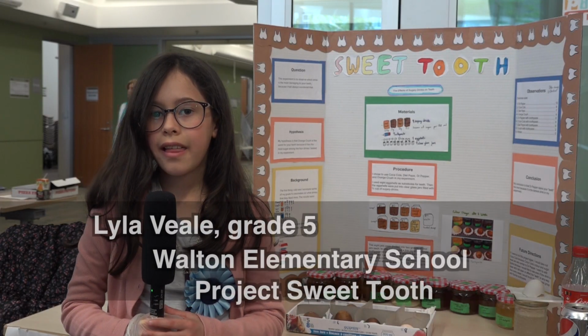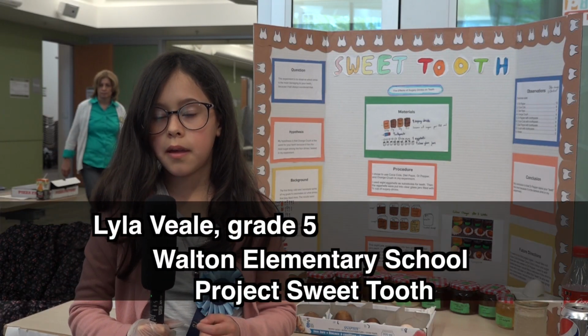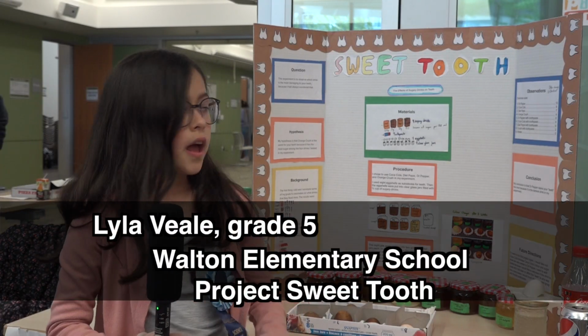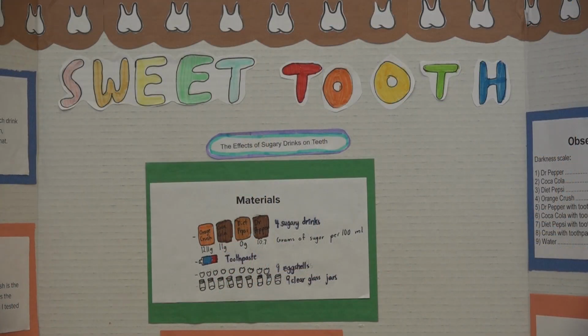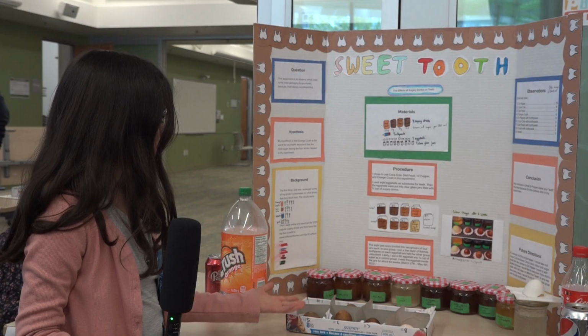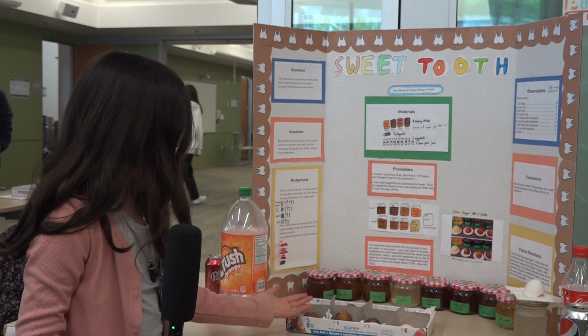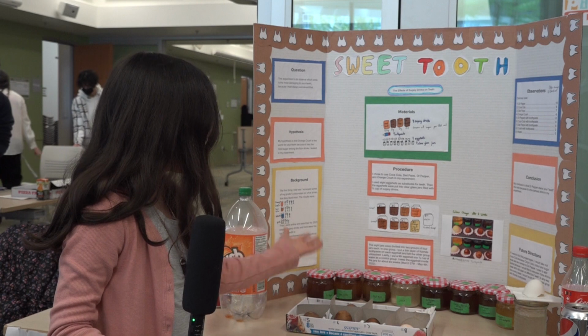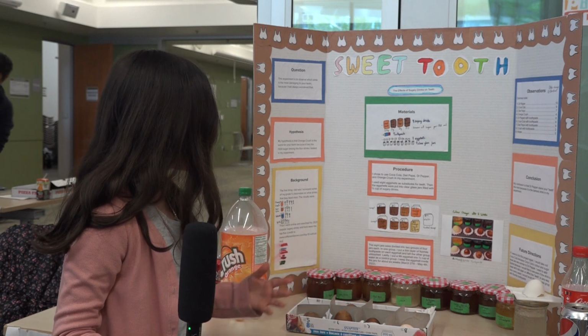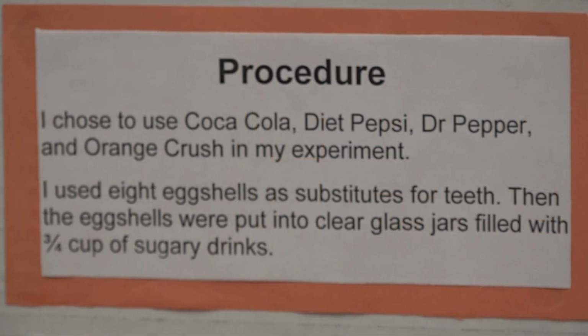Hi, my name is Lila Veal, and I'm in grade 5, and this is my project, Sweet Tooth. This project is to observe which drink is the most damaging to your teeth. First, I got 8 eggshells, and I put them in 8 sugary drinks. I chose these 8 sugary drinks by first surveying some of my classmates. Then I went online and searched for 2021 popular sugary drinks.